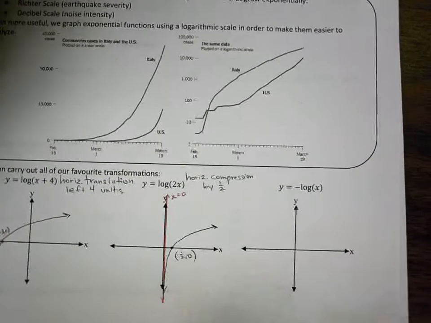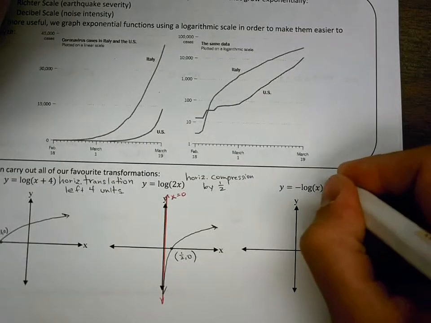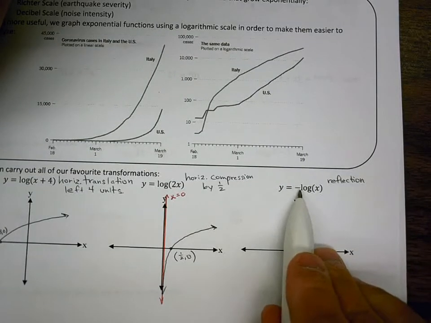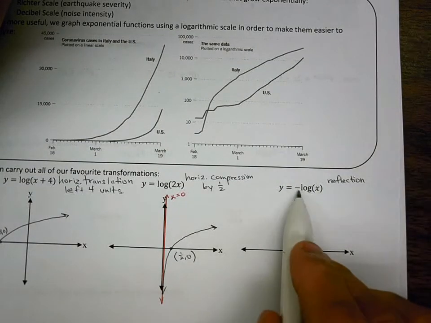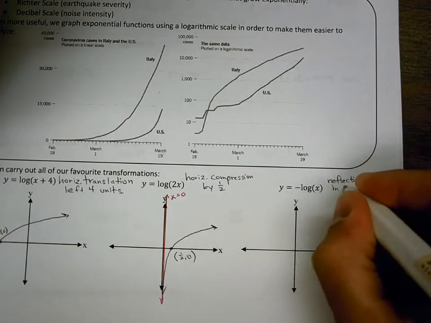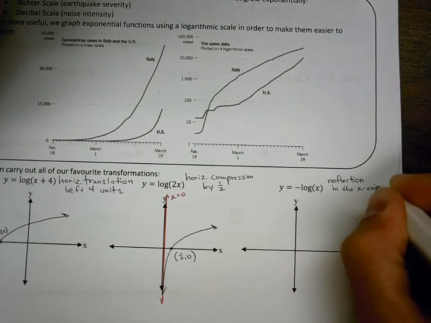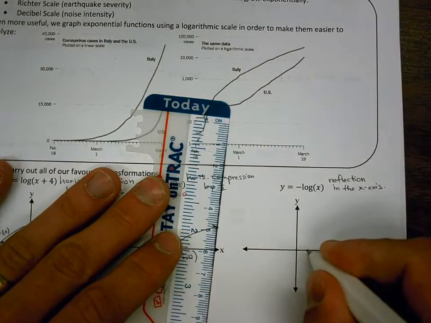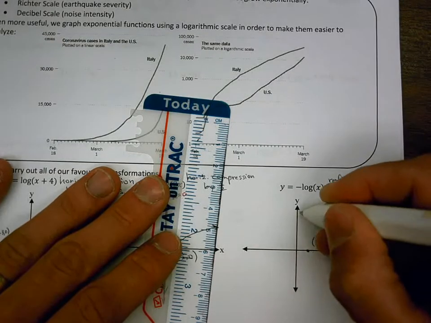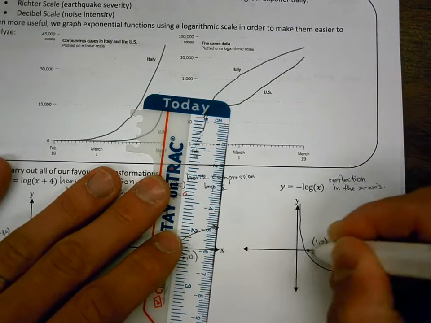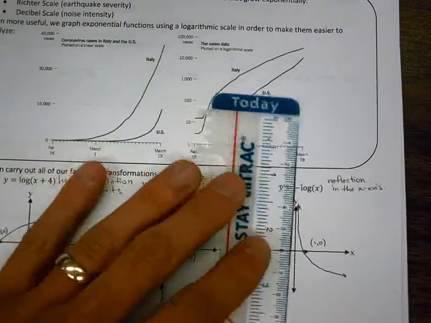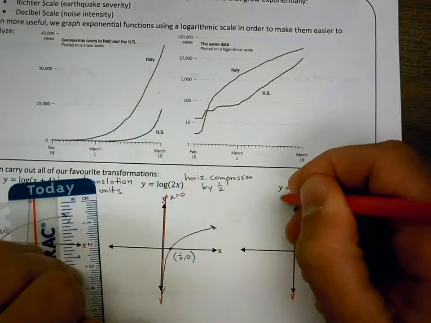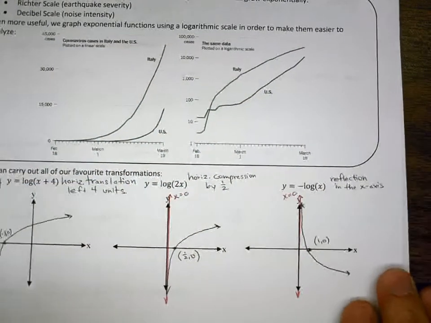Okay, last one, negative. So negative, I know this is a reflection. The question is is it a reflection up, down, or side to side? Well, if it's inside the bracket, it's horizontal. If it's outside the bracket, it's up, down. So this is a reflection in the x-axis. So this point actually will stay the same, but now it will come like this. And there's my sketch. The asymptote stays the same as well. So transformations, we're not going to spend a lot of time on it because you already know it. It's the same as all the other functions.